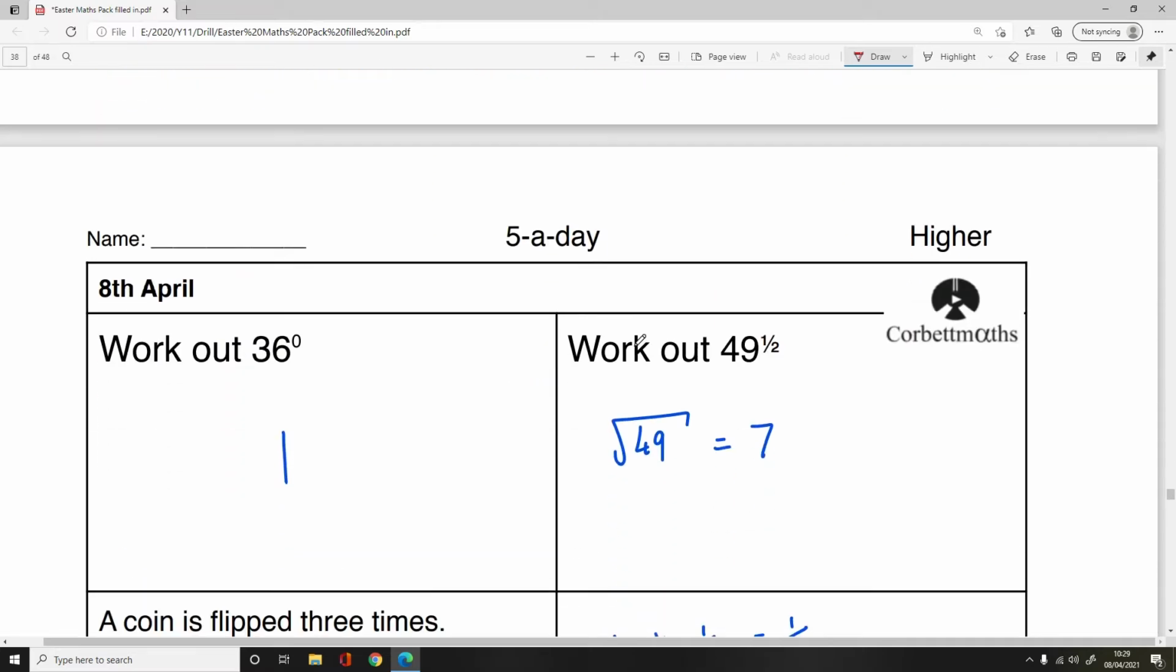Okay. Moving on to higher, it starts off with some indices. Anything to the power of 0 is 1. I did look at that and think, what is 36 degrees? But no, it's 36 to the power 0, it's 1. Power of a half, remember the top number is always your power, the bottom number is always your root, so this is a square root and no power, so it's square root of 49, which is 7. Just assume these questions are non-calculator, by the way.